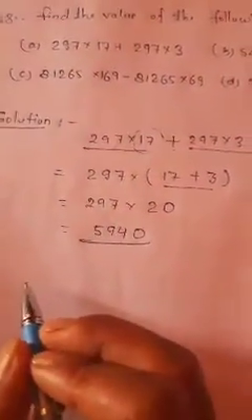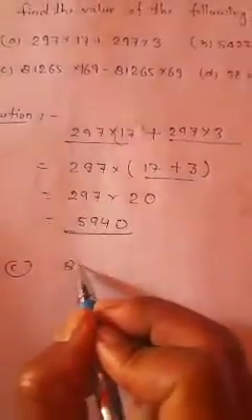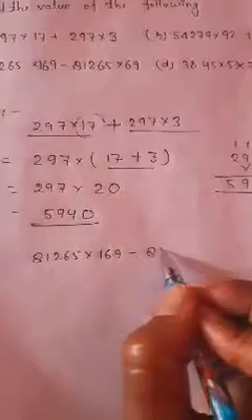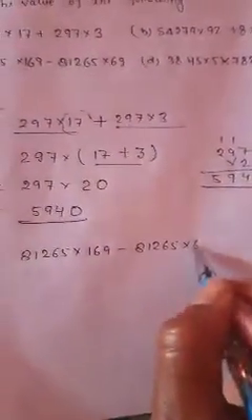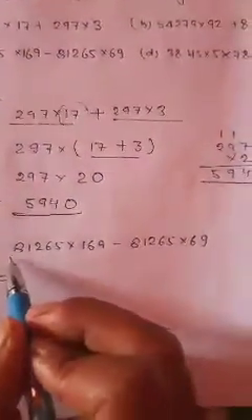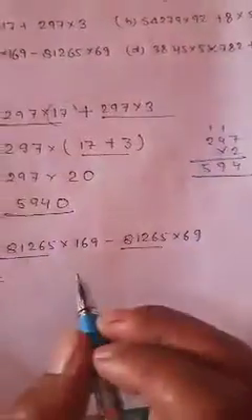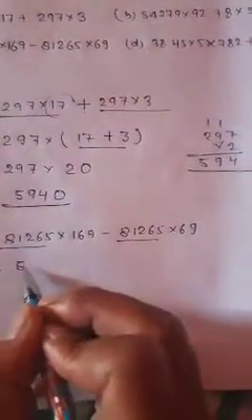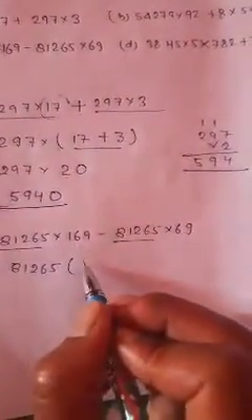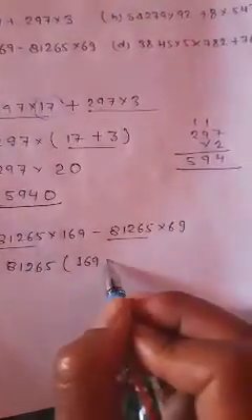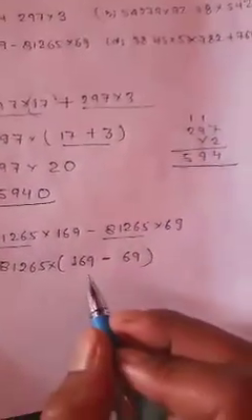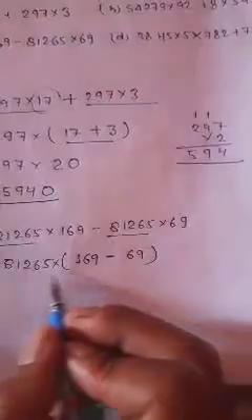Let's do one more question, taking question number C. 81265 multiply 169 minus 81265 multiply 69. Here, student, you can see we have two terms. This number is common, included in both the terms, so taking it as common and writing the remaining in the bracket. 169 is remaining from the first term, negative sign also, and 69 from the second term. Whatever we get from the bracket will be multiplied with this number.